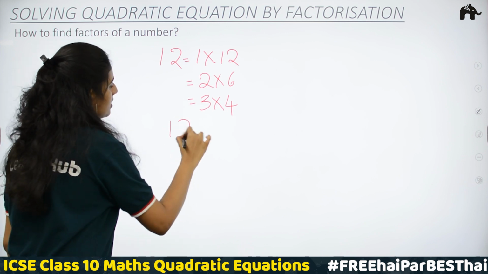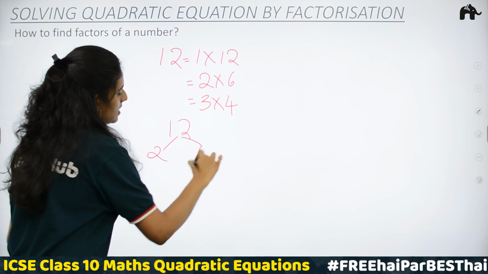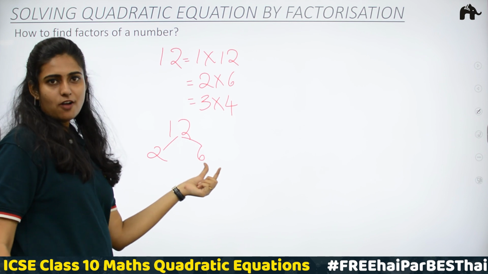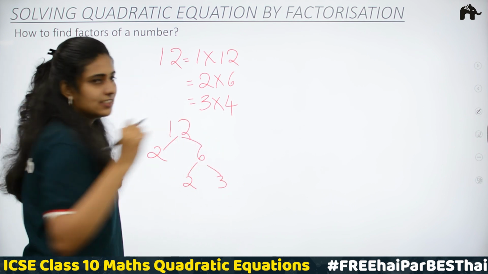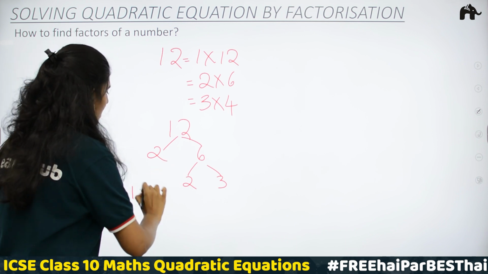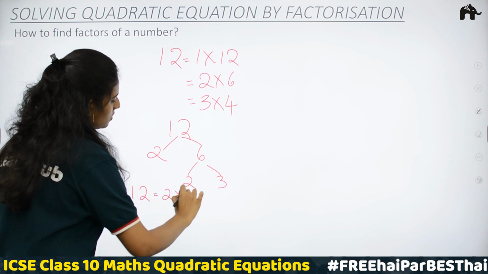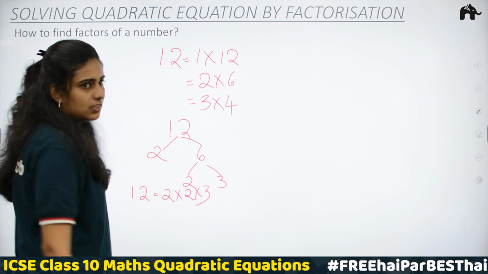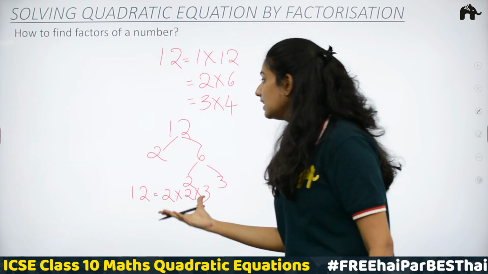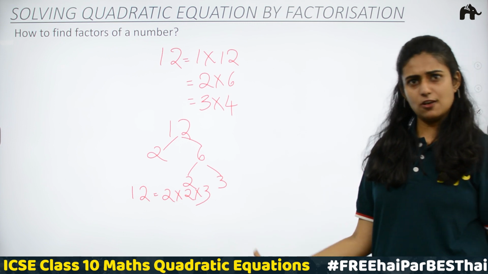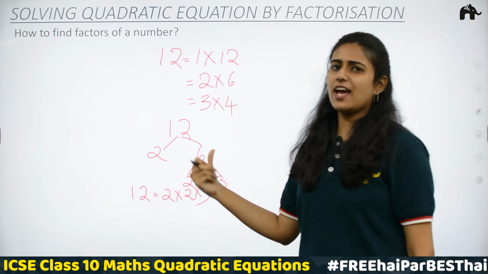Now 12 is 2 into 6. What is 6 made up of? 6 is the product of 2 and 3. That is, 12 is equal to 2 into 2 into 3. Yes, these are the prime factors of 12. 2, 2 and 3 are the prime factors of 12. Are these only the factors of 12?